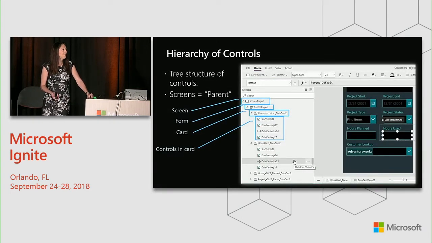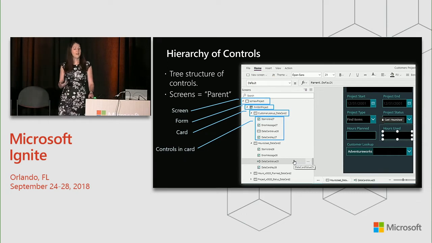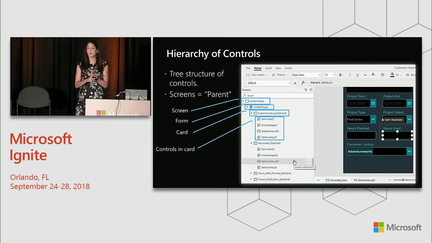When you have your cards on your form, you have this hierarchy. The reason I'm explaining the hierarchy and the controls is that it's important to understand when you start really doing some advanced things with properties and logic that we're going to be talking about. So this is a tree structure. You have the screen at the top as the parent, and in this case, we have a form.